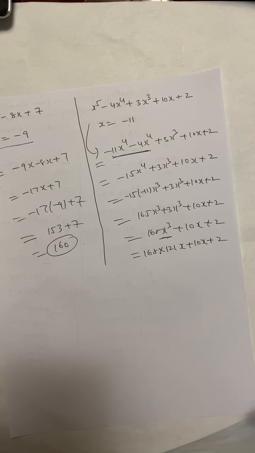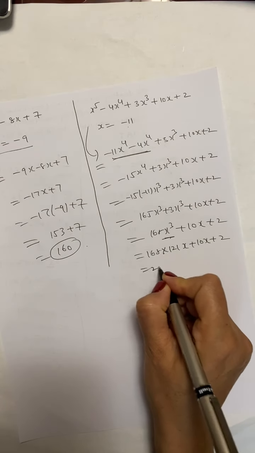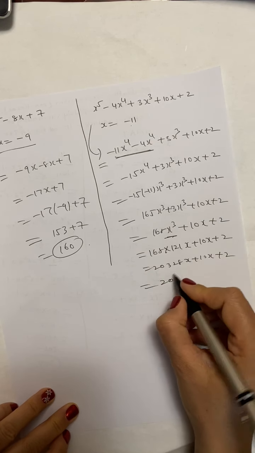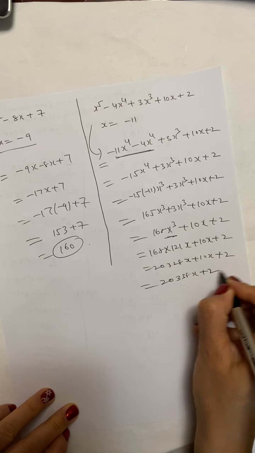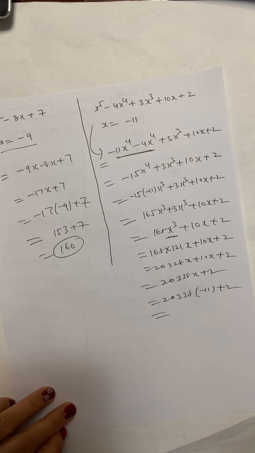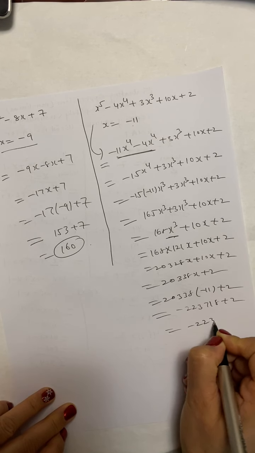So this probably will not be done without a calculator. So 168 times 121 is 20328x plus 10x plus 2. And then you get 20338x plus 2. And now you replace this x by negative 11 plus 2. So without calculator, 20338 multiplied by negative 11 is negative 223718 plus 2. So the number is negative 223716.